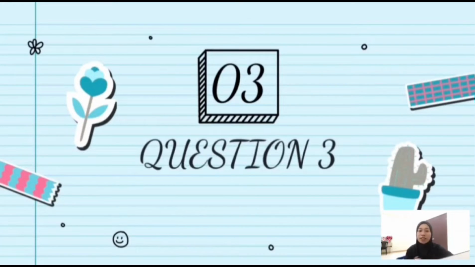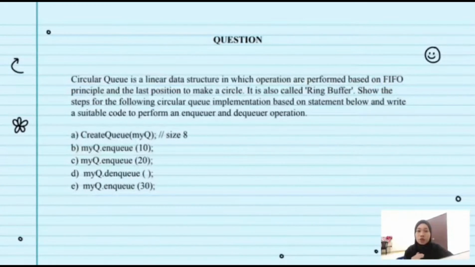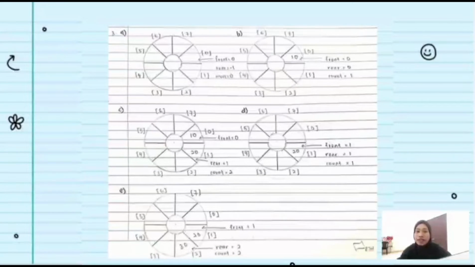So, what does question number 3 need? Question number 3 needs us to show the steps for circular queue implementation based on the statement and write suitable code to perform NQ and DQ operations. So, let's move to our solution. First step, we need to create a circular queue. The size we need is 8, with starting index 0 until 7.